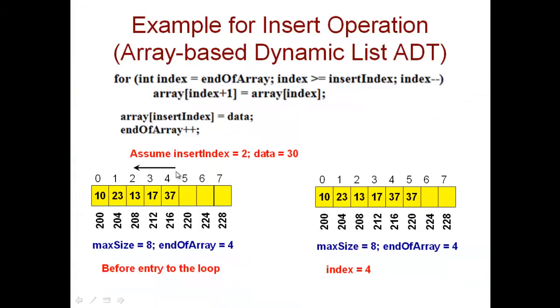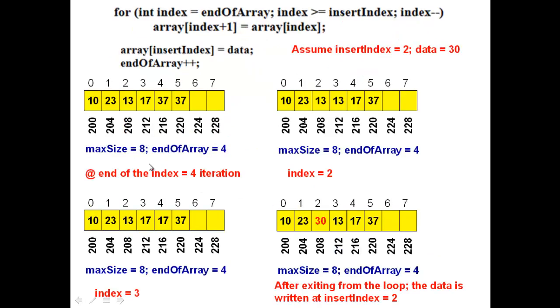So we will start with index at the end of the array, which is 4, and copy the value to its right, and then move the index to 3 and copy the value at index 3 to its right, which is at index 4. Then reduce index to 2 and copy that value to its right. So 13 is copied to the right. Now at index 2 we can write the 30. So the other elements starting from index 2 have now basically shifted by one position to the right.